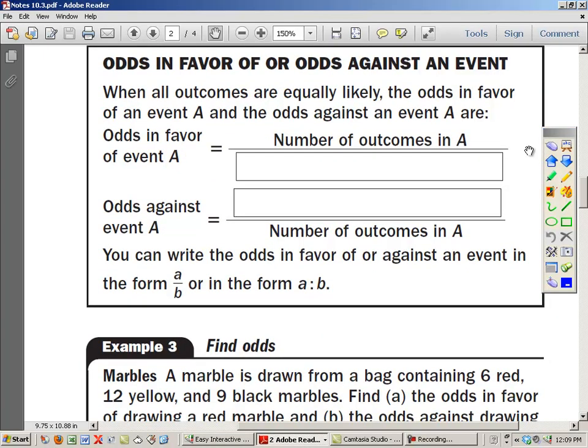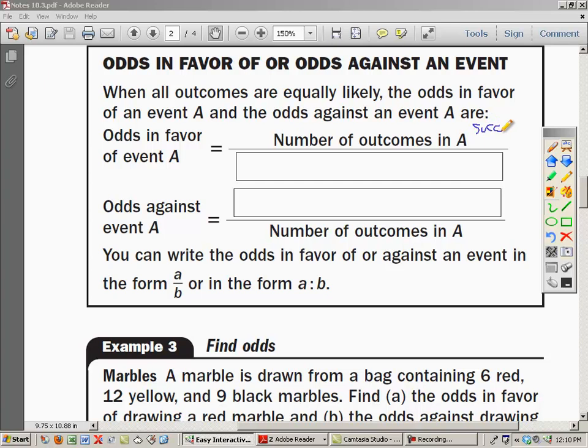All right, odds in favor of or odds against an event. All right, when all outcomes are equally likely, the odds in favor of an event A and the odds against an event A are as follows. Odds in favor of event A are the number of outcomes in A, so basically the number of times we'll have success. Now in the past, when we talked about probability, we talked about success overall. Okay, when we're talking about odds, we're going to say that the odds of this are the number of outcomes in A and the number of outcomes not in A. All right?